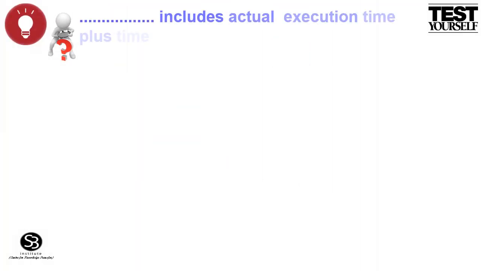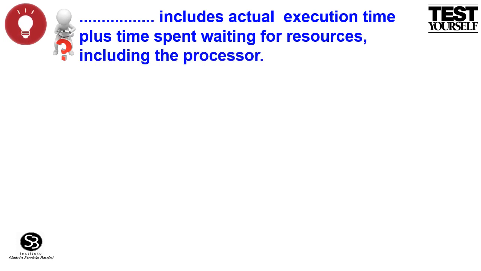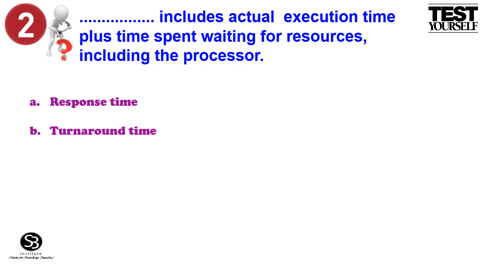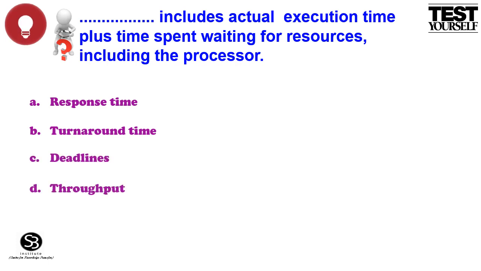Question. Dash includes actual execution time plus time spent waiting for resources, including the processor. The given options are option A, response time, option B, turnaround time, option C, deadlines, option D, throughput.